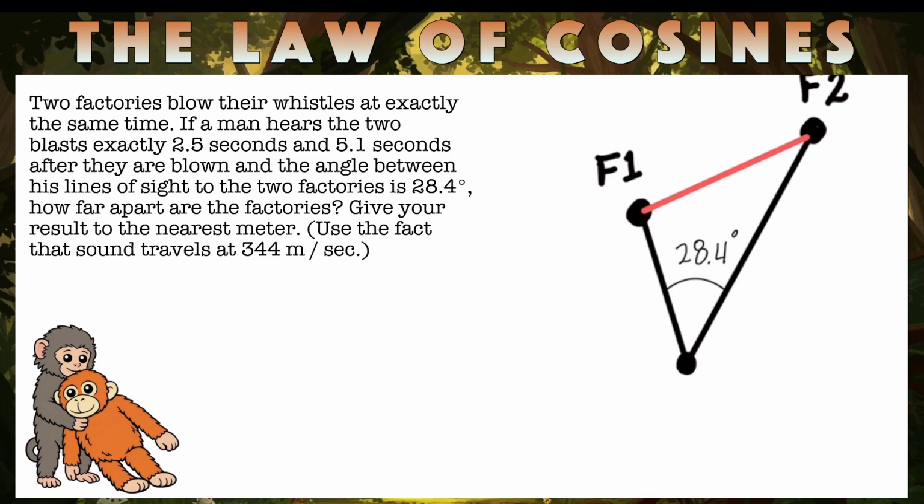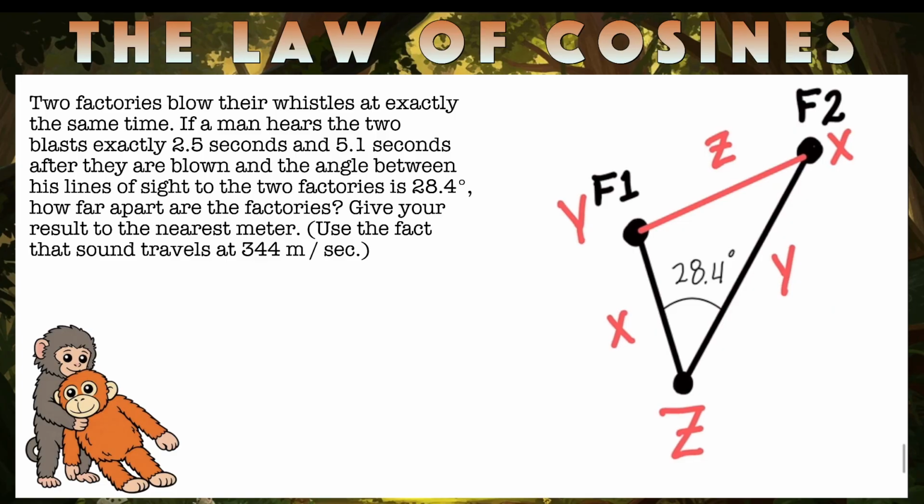Or let's use X, Y, and Z. So that makes this one angle X, this guy angle Y, and this guy angle Z. All right, so there we have that. Okay, so what information do I have? Well, I don't have the distances, but we keep reading and it says, give your result to the nearest meter. Use the fact that sound travels at 344 meters per second.